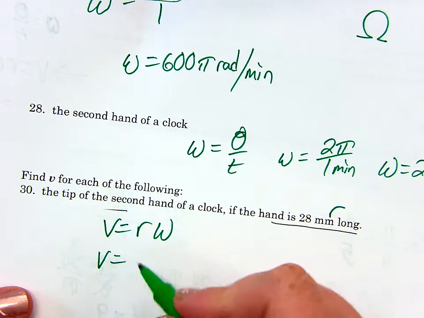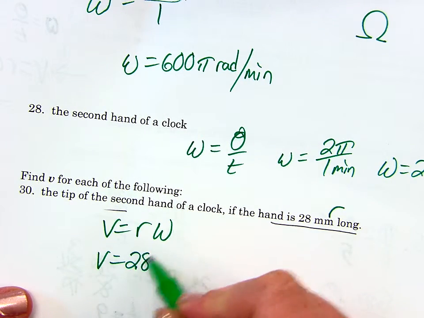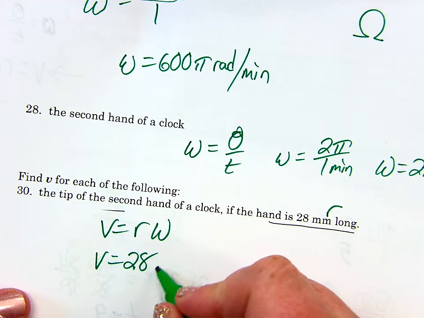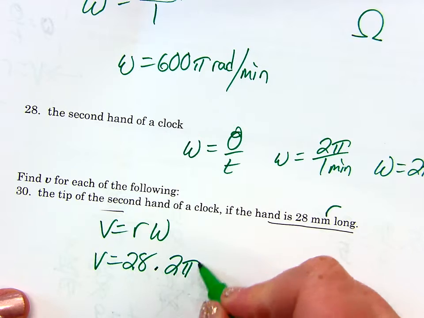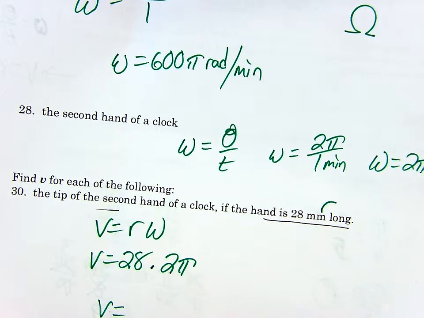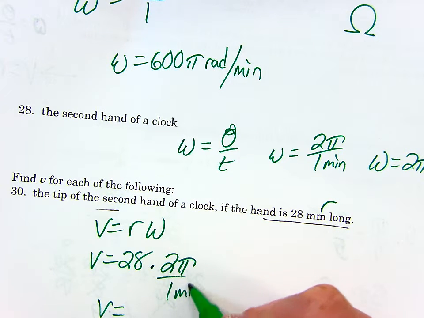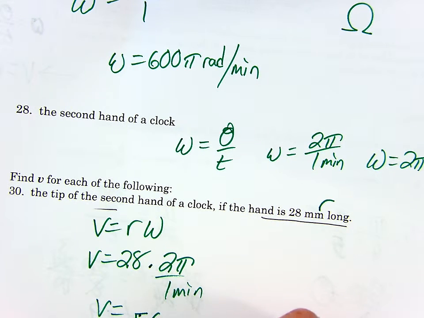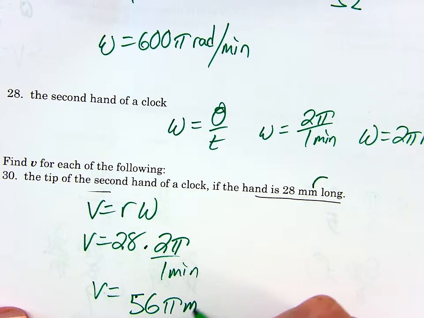So the radius is 28 millimeters times the angular speed, which is 2 pi radians per minute. So that means I'm going to be going, per 1 minute, 56 pi millimeters per minute.